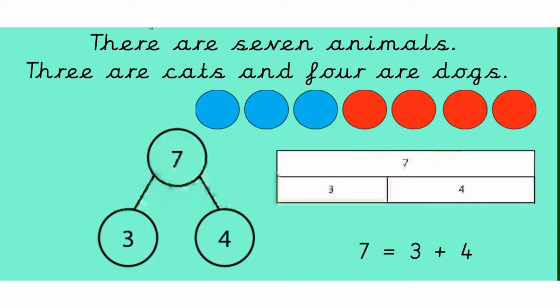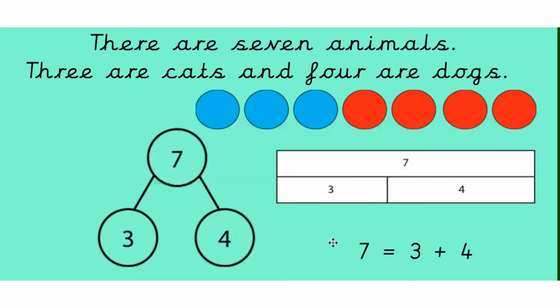So here I've got a problem. There are 7 animals, 3 are cats and 4 are dogs. So I'm representing it in different ways. So I've used 3 blue circles to represent my cats and 4 red circles to represent my dogs. So I've got 3 as a part and 4 as a part. Altogether there are 7. 3 cats, 4 dogs, 7 animals. But I could also do it in a cherry diagram where I've got my part as 3, my part as 4 and my whole as 7, as a bar model or as a number sentence.